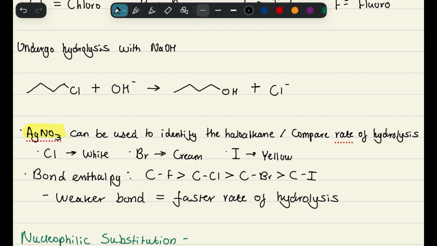Now, the weaker the bond, the faster the rate of hydrolysis, because less energy is needed to break the bond, so they're easier to break. So, for example, an iodoalkane is going to hydrolyze a lot quicker compared to a chloroalkane. That's just the kind of consideration you have. Hence, it forms a precipitate faster.